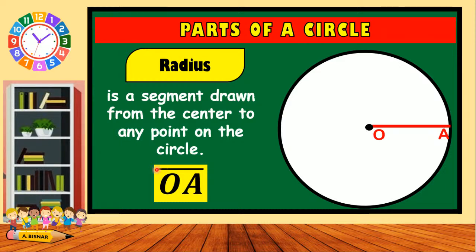As you observe, there is a symbol above OA. May guhit sa taas ng OA. Itong guhit na to ay symbol for a segment. So again, it is segment OA. So, tatandaan, kapag radius, mula sa center to any point of the circle. Gets po?